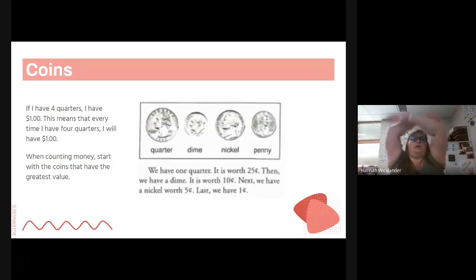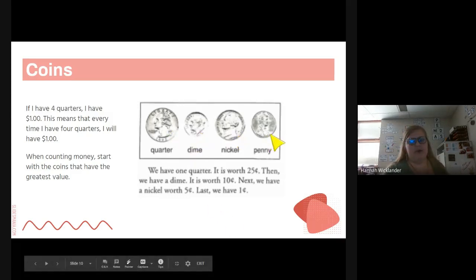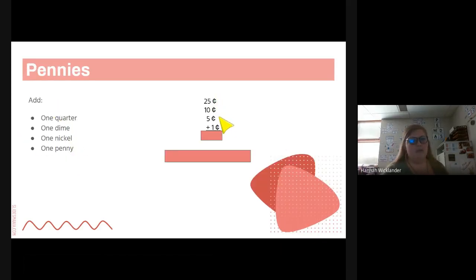If I have 4 quarters, I have $1. This means that every time I have 4 quarters, I will have $1. When counting coins, start with the coins that have the greatest value. So in order from greatest to least, we have quarter, dime, nickel, and penny. All right, so add together 1 quarter, 1 dime, 1 nickel, 1 penny, and put your answer in the chat.